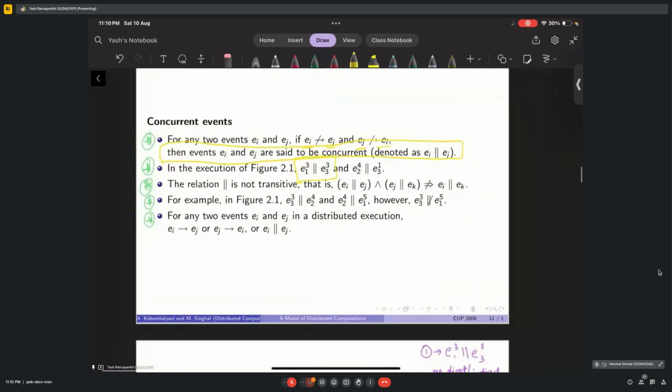The relation is not transitive. That is, if EI is concurrent to EJ and EJ is concurrent to EK, that does not signify that EI is concurrent to EK. Okay? Clear?